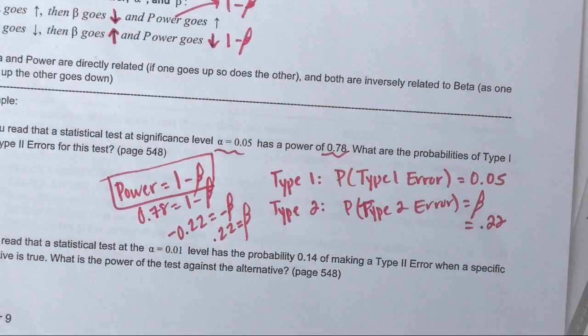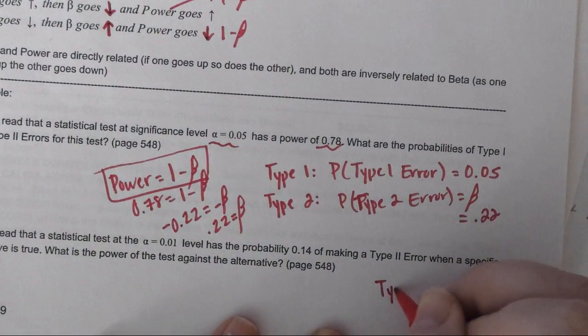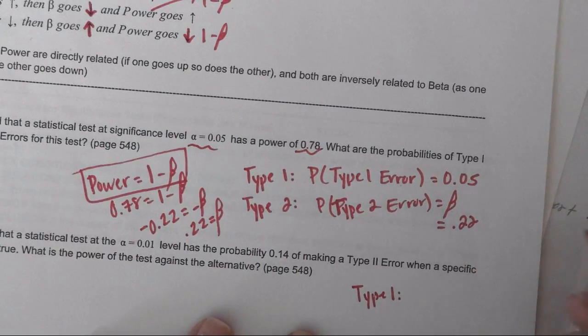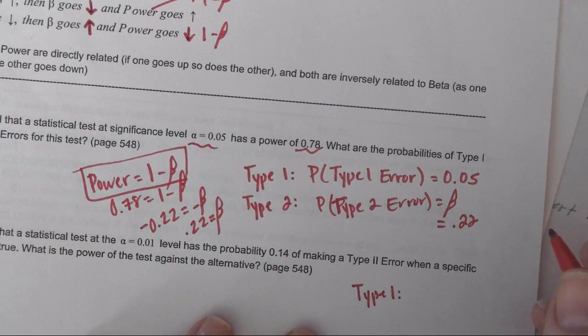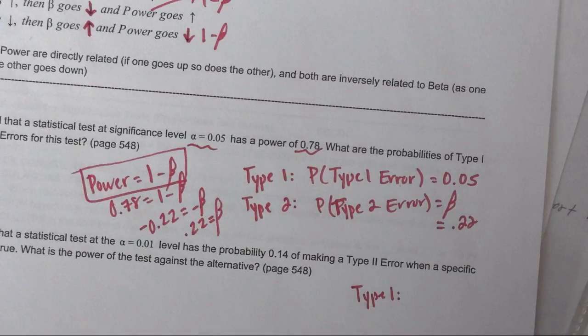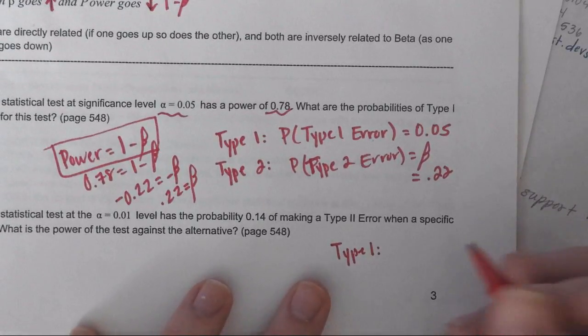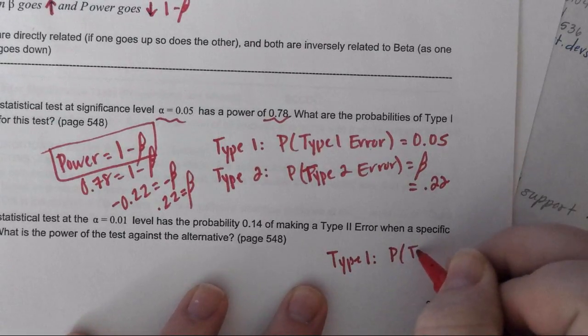Okay, and then there's another one like this. You read that a statistical test at the 0.1 level has probability 0.14 of making a type 2 error when a specific alternative is true. What is the power of the test against the alternative? In English: the type 2 error probability, beta, is 0.14, right? So 1 minus 0.14 would be the power. If they had asked us about type 1, we would have said it's alpha.